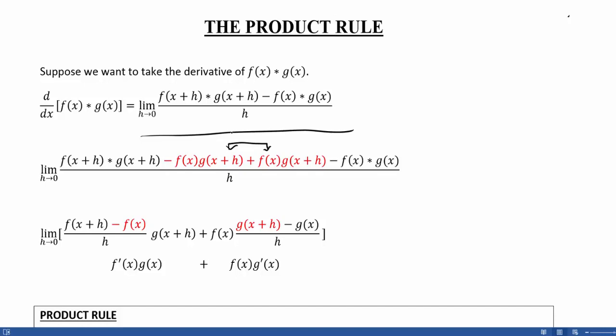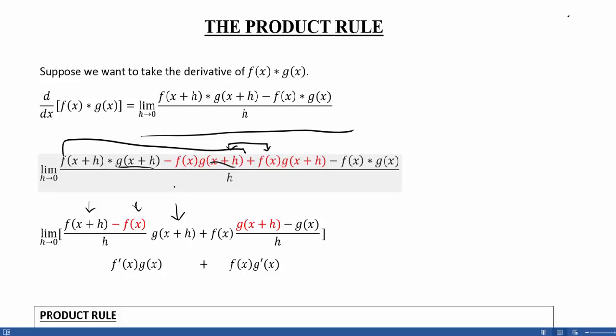I want you to notice the first two terms in the numerator. Here, both of these terms have a g of x plus h. So I'm going to take that g of x plus h and factor it out. If I factor out the g of x plus h from both terms, I'm left with f of x plus h minus f of x over h, all times this g of x plus h. So there's the g that I factored out. Now, I can split this up into two different fractions because they both have the same denominator.